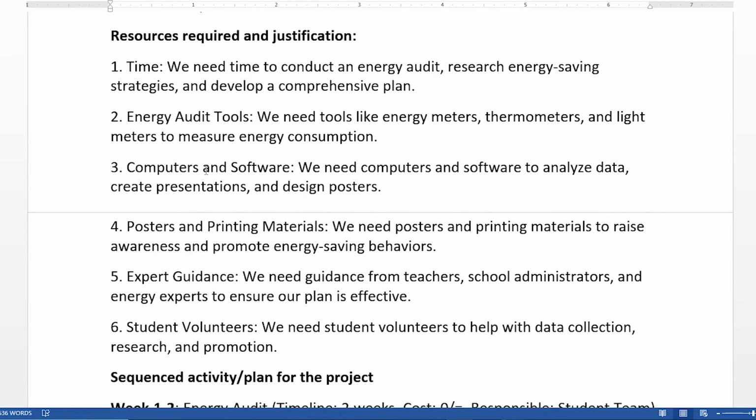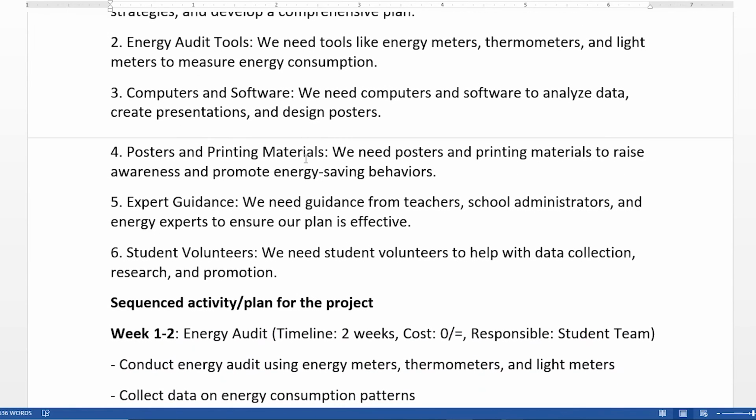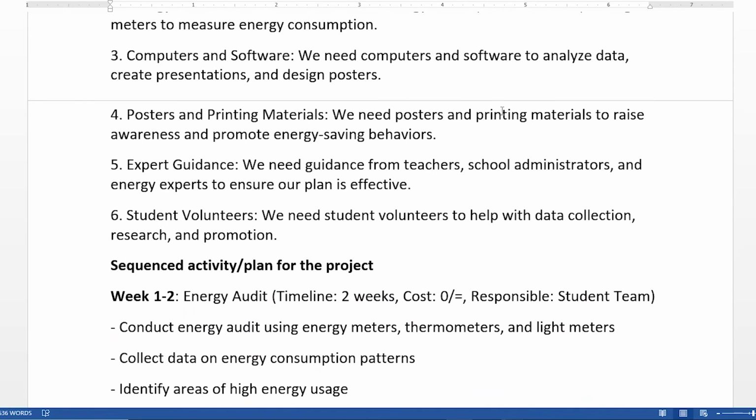light, and many others. The learner will also require a computer and software which can be used to analyze data, maybe design a poster for sensitization, then posters and printing materials. And the need is, this is supposed to convey the information for awareness. So this is the material and justification, material and justification.